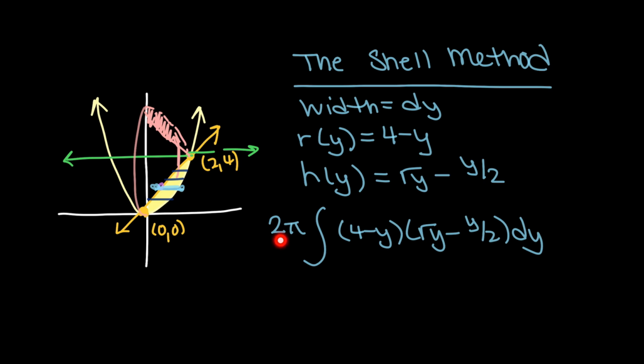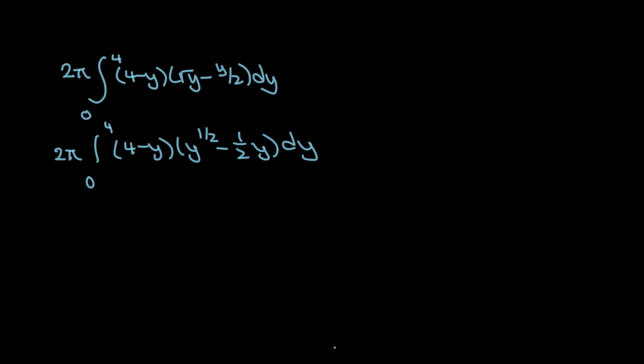Putting this into my integral, I'm going to be integrating 2 pi times (4 minus y) times (square root of y minus y over 2). Because I'm working in terms of y, my bounds of integration are also going to be y values. So this object starts at y = 0 and stops at y = 4. So my bounds are from 0 to 4.